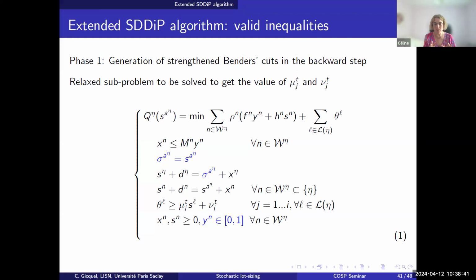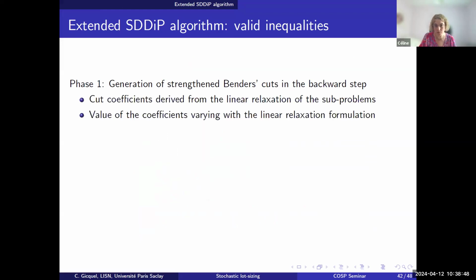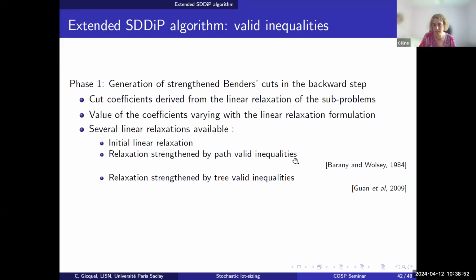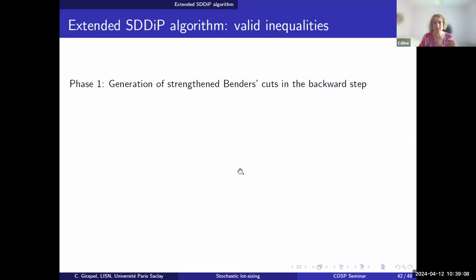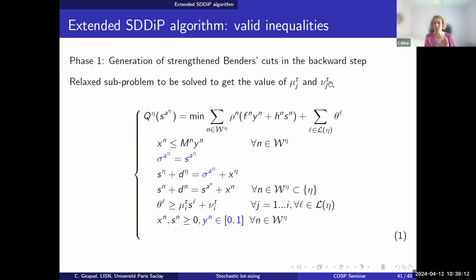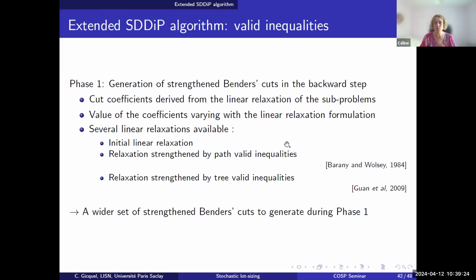We can do this for the linear relaxation, the initial one, the one which is formulated here, but we can also do it for other relaxations, that is, relaxations strengthened by path valid inequalities and by tree valid inequalities. And the good point is that depending on which linear relaxation we use to generate the coefficients, we will find different dual values for the copy constraints here, and this will give us different values for the mu and the nu. So we can basically leverage the existence of alternative LP relaxations of the lot-sizing problem to generate a wider set of stress-embedded cuts during phase 1. And so we will again try to build a good approximation of the expected cost-to-go function using easy-to-generate cuts rather than Lagrangian cuts.